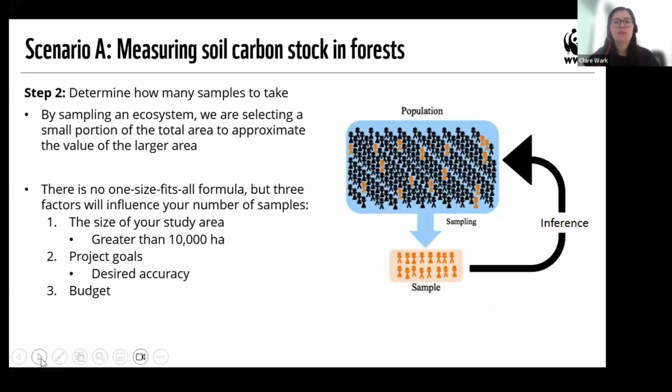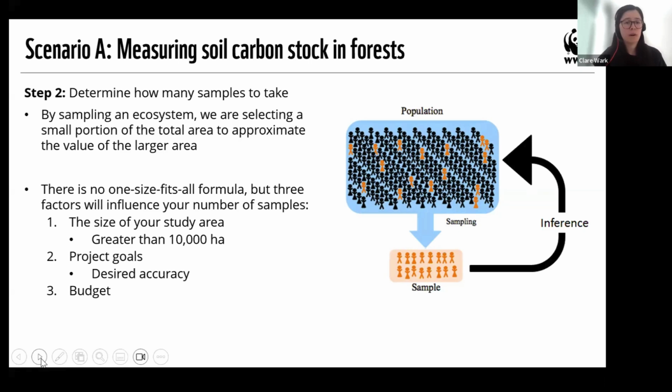Moving on to step 2, you're ready to determine how many samples to take. I know we always get questions about, okay, how many samples do I actually need to have? How many can I budget for? And unfortunately, it's not an easy, prescriptive, one size fits all number. It's important to remember how the number of samples will impact your results. By sampling a forest or ecosystem, we're selecting a small portion of the total area in order to then approximate or infer the carbon value of the larger area.